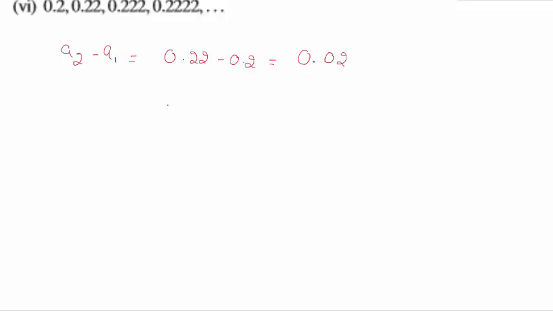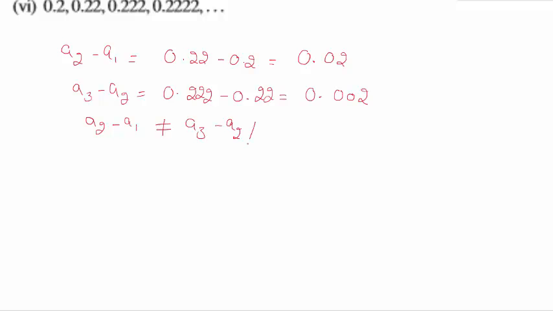Now check A3 minus A2. Now A3 is 0.222 minus A2, that is 0.22. So this will be 0.002. Now A2 minus A1 is not equal to A3 minus A2. So this is not an AP.